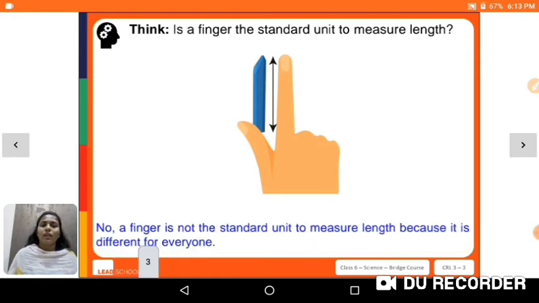No, a finger is not the standard unit to measure length because it is different for everyone.